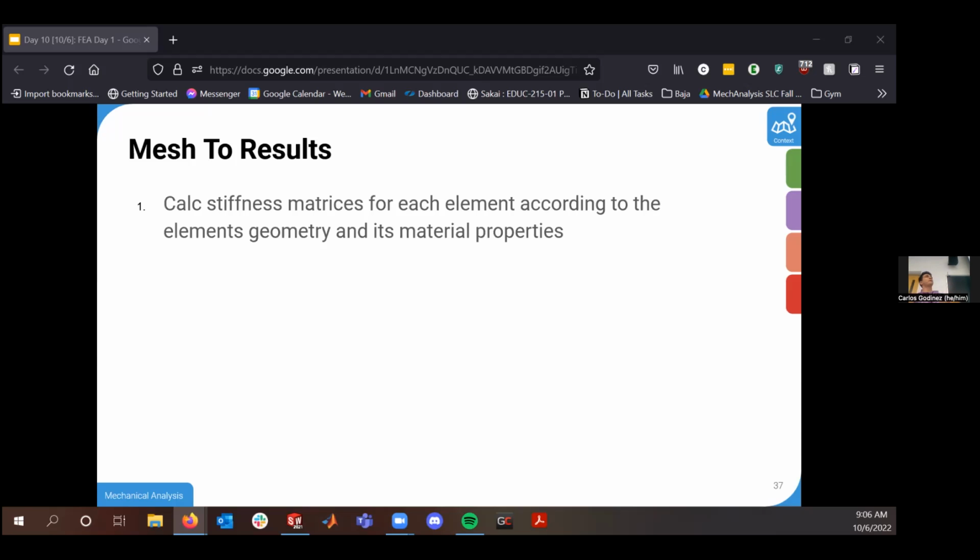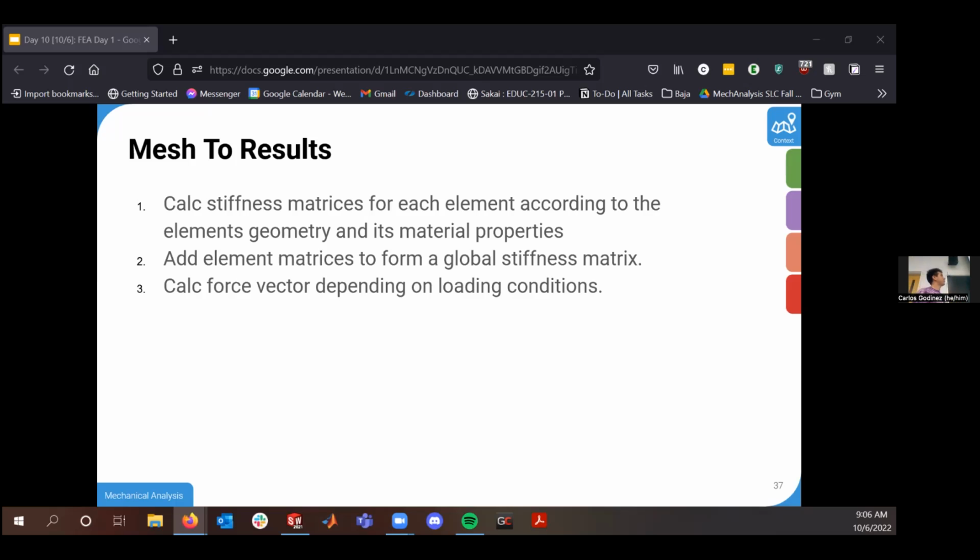In rough outline steps, and for each one of these points I'll explain what it's doing: you're going to calculate the stiffness matrix for each element according to the element's geometry and its material properties. What is the stiffness matrix? Just a second, I'll get to it. From the stiffness matrix, you take all of those together and form a global stiffness matrix that describes the entire piece. From that global stiffness matrix, you calculate your force vector depending on the loading conditions and the boundary supports, like what reactions am I expecting at this fixed wall and what forces are acting on an individual element or individual node.